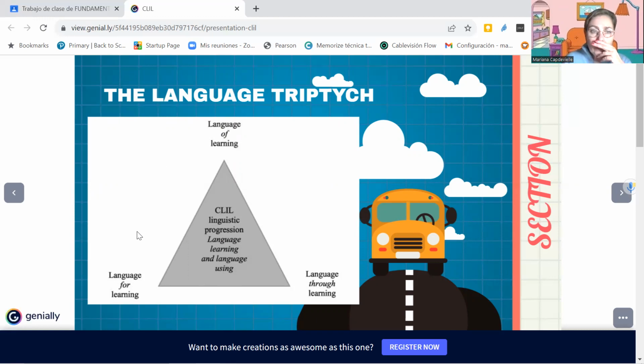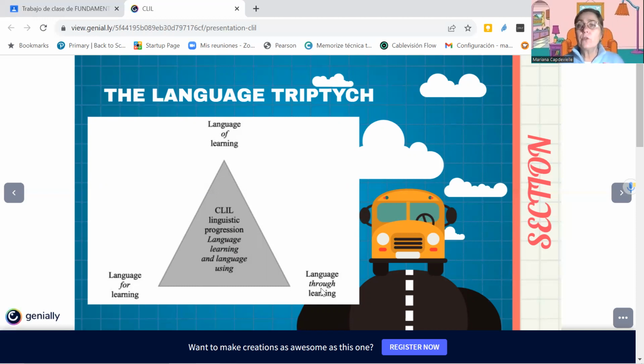Now, what is the language for learning? For, that is, what do I need for learning? For the purpose of learning. So what do I need? Well, I need to ask questions like, how do you say blah, blah, blah in English? Or what does this word mean? Or can you tell me a synonym of blah, blah, blah? Oh, I don't quite understand this paragraph. So all this language is for learning.